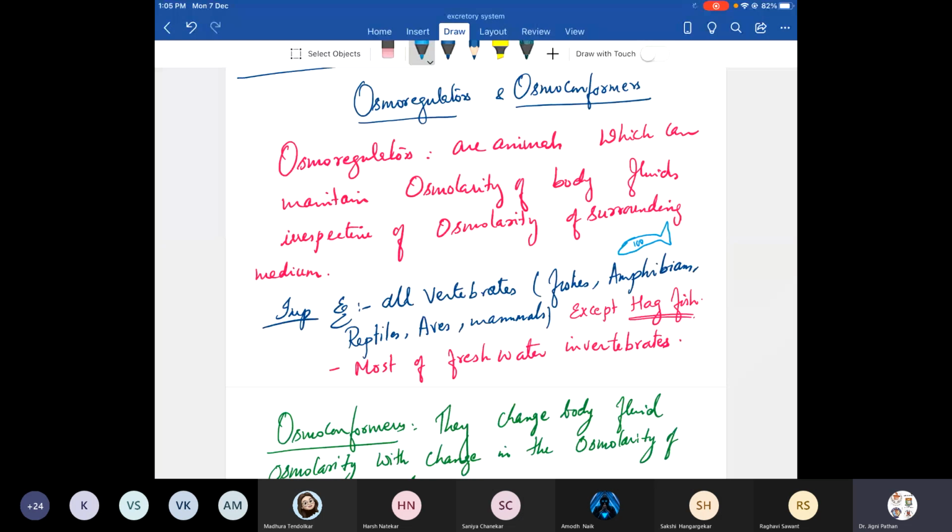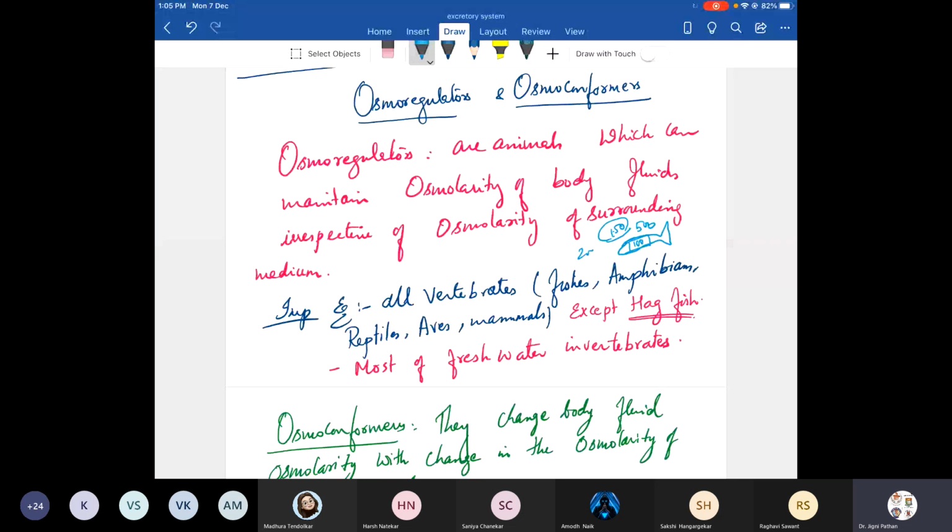Osmolarity is 100 inside the body, outside the body is 150. So what does this animal do? Animals which maintain the osmolarity of the body, whatever the osmolarity is outside, they maintain it at 100. If it is 200 outside, if it's 500 outside, whatever it is, they maintain 100 itself.